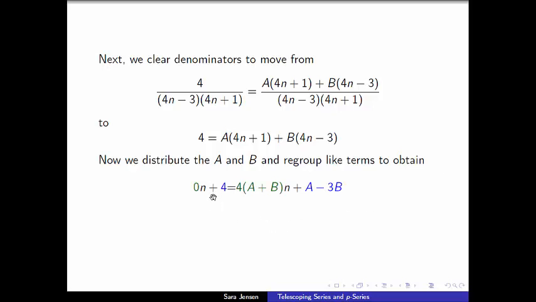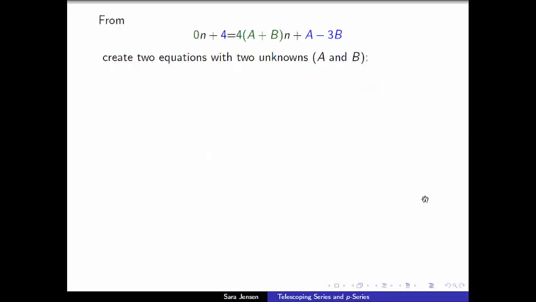I'm going to add in a secret 0 times n term, and I'm going to color the coefficients on the n's equally, and I'm going to color the constant terms equally. For me, the purpose of the coloring scheme is to show me the two equations that we're going to have with our two unknowns, a and b, and how we're going to eliminate n from this expression altogether.